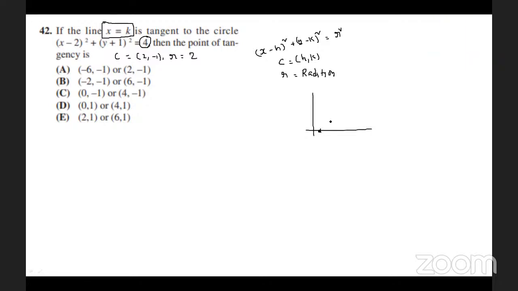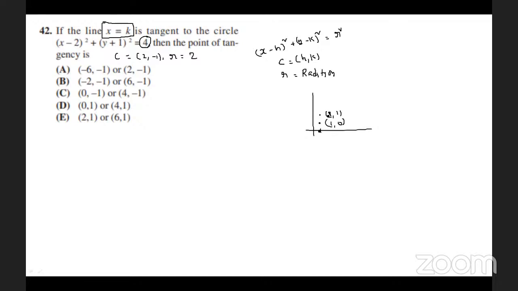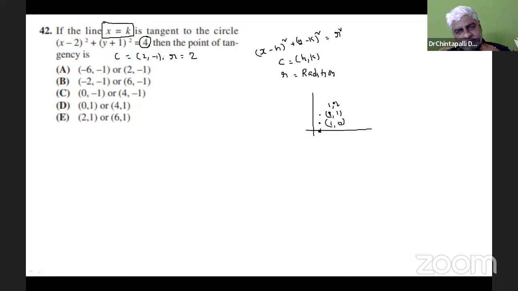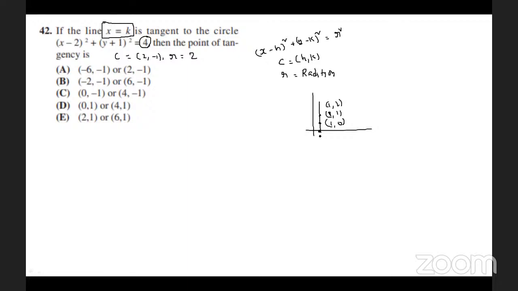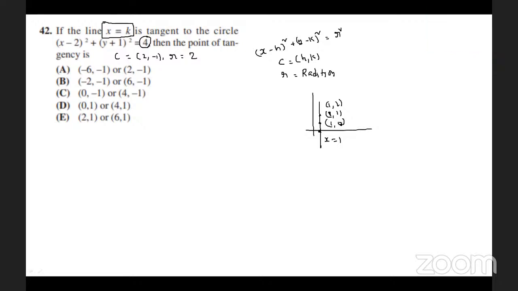Coordinates of this point are 1 comma 0, right? Coordinates of this point are 2 comma 0. Sorry, 1 comma 1. Coordinates of this point are 1 comma 2. What do you understand about the property of the points on this line? All the x values are 1. That's why equation of this line is x is equal to 1. Equation of vertical line is x is equal to k, right? Where k is x coordinate of any point on it. Now, see, it is just a circle with center 2 comma negative 1 and r is equal to 2.